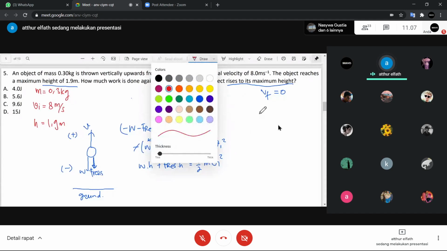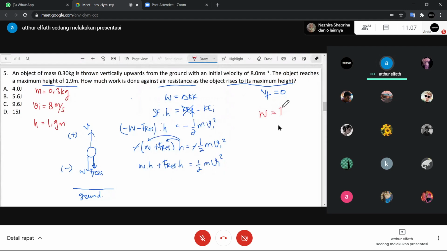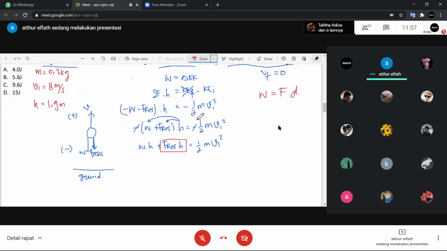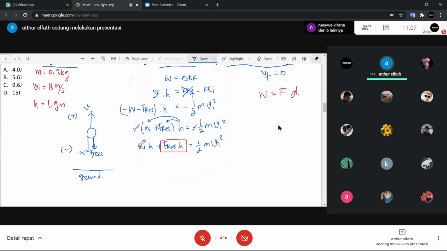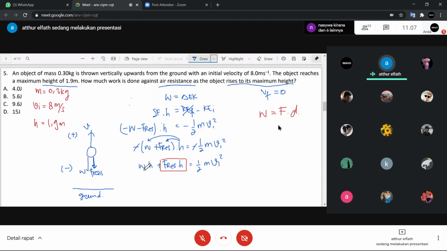Now, remember the formula of work. Work is force times the displacement, or the distance. Now, I think this is the work of resistance, our goal. This is our goal. And then you just substitute the numbers you know from the questions. Weight force means mass times gravity.